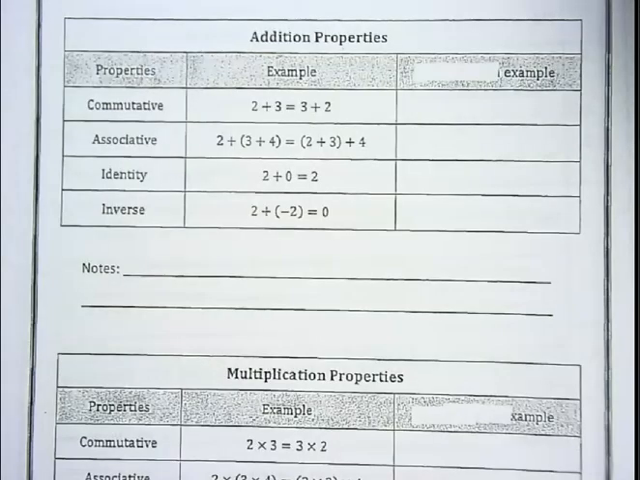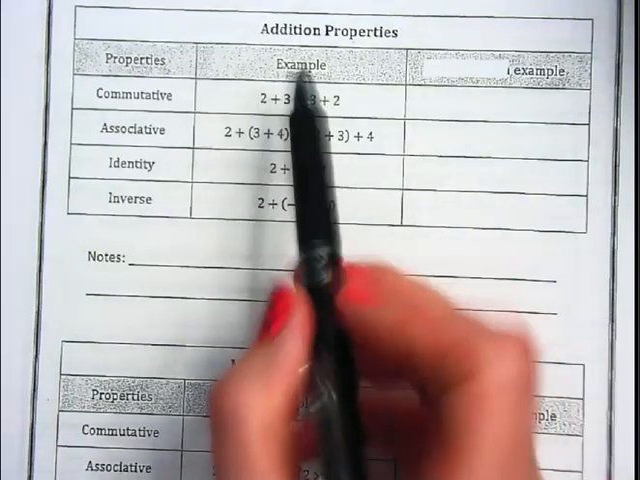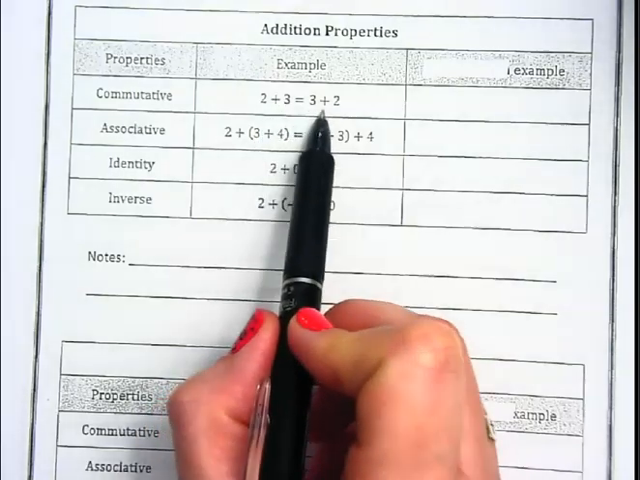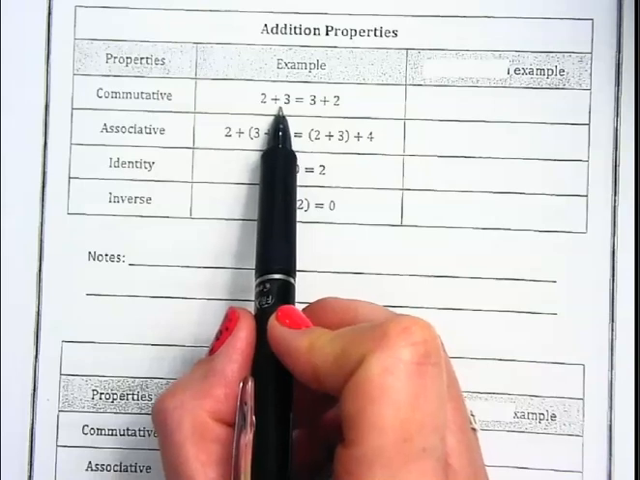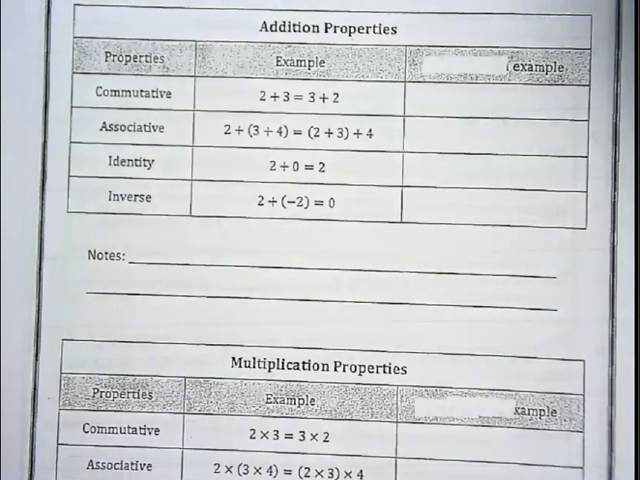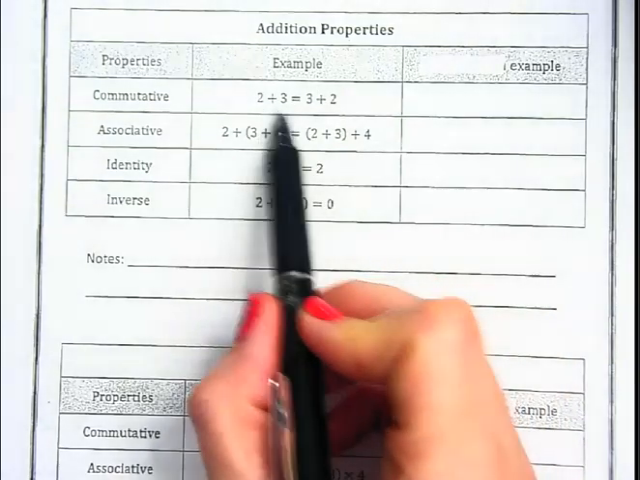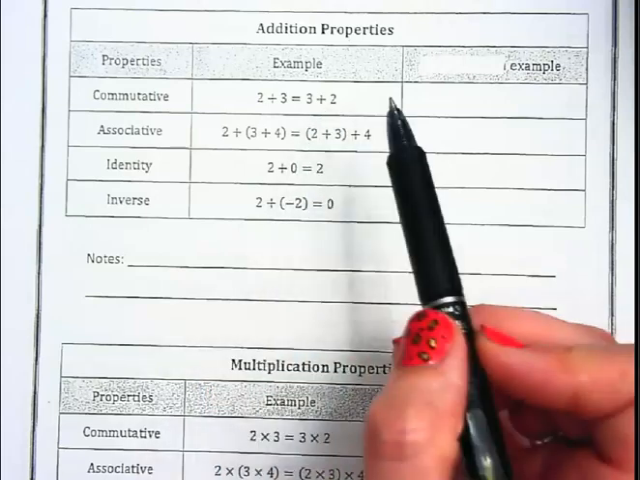So starting with this top table, this first numerical example says that 2 plus 3 is equal to 3 plus 2. And we're not doing the math here. So what I mean is we're not simplifying the left side to 5 and the right side to 5. We're not performing any actual operations. It's just an illustration of a numerical property that's called commutative, and it says if you're adding numbers, it doesn't matter what order you add them in, you're going to get the same answer.